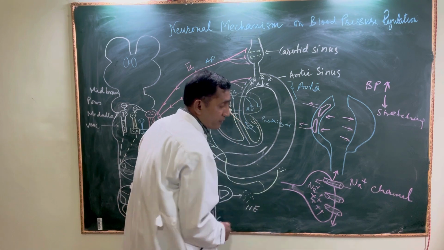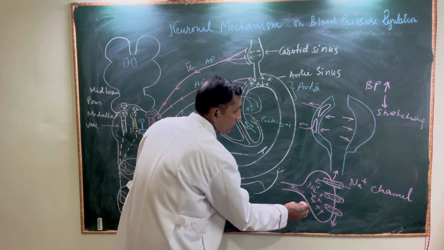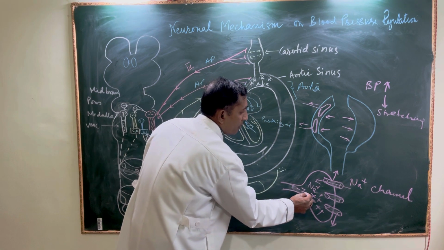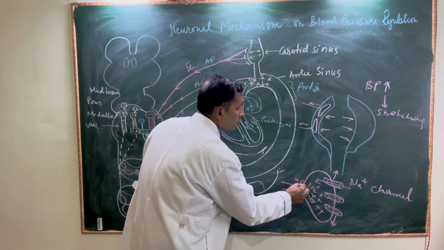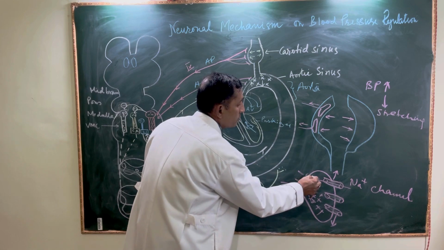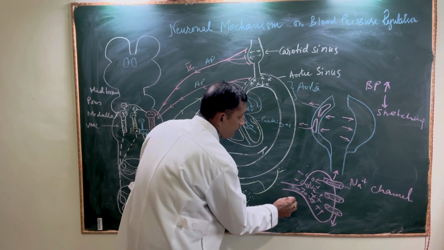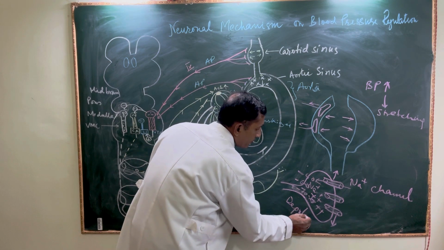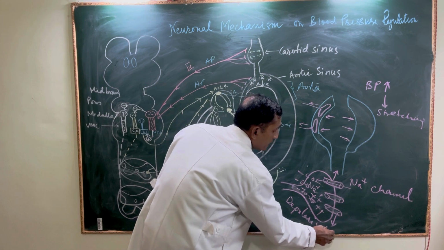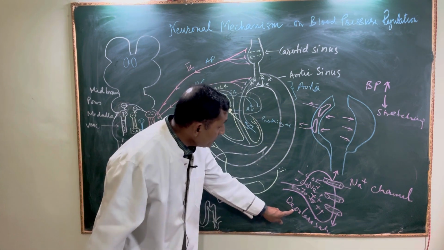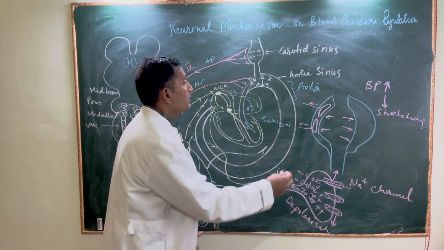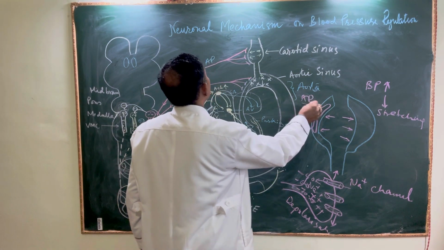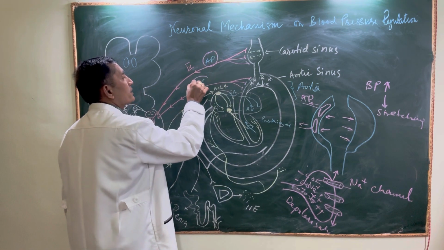Once there are more positive charges, as we all know, the resting membrane potential is minus 70 millivolt, and this minus 70 millivolt will change to minus 60 millivolt, minus 40 millivolt, like this. So there will be depolarization. And when many depolarizations are united, there is formation of an action potential, that I have mentioned here.